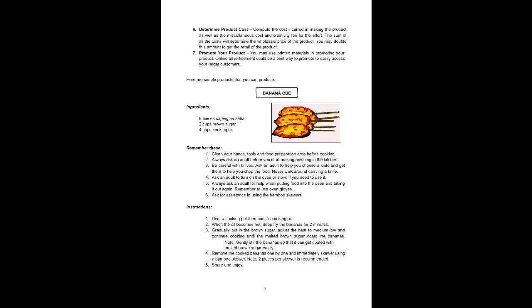Number 6, determine product cost. On this part, let me read to you the meaning of this. Compute the cost incurred in making the product as well as the miscellaneous cost and creativity fee for the effort. The sum of all the costs will determine the wholesale price of the product. You may double this amount to get the retail of the product. Now, what does this part mean?